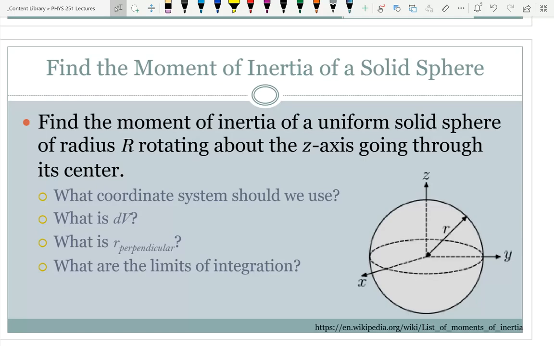If we have a sphere and we want to find the moment of inertia of the sphere about an axis going through its center, notice that because of the symmetry, any axis going through its center is the same. What coordinate system should I use? Would the Cartesian do just fine? If you like pain, yeah.